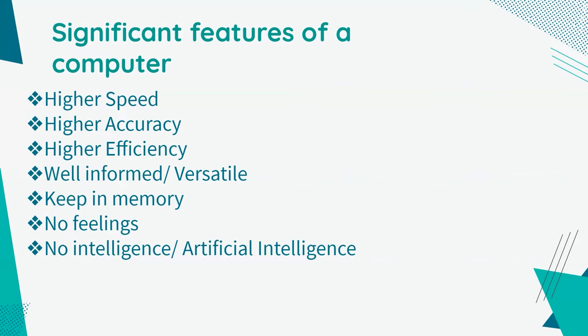The next feature is the ability to keep in memory. Power of remembering is also a very special characteristic of a computer. You can store many types of information and data on your computer in very large quantities. Whenever you need this data in the future, you can get that data in a few seconds. This is called the feature of keeping memory.